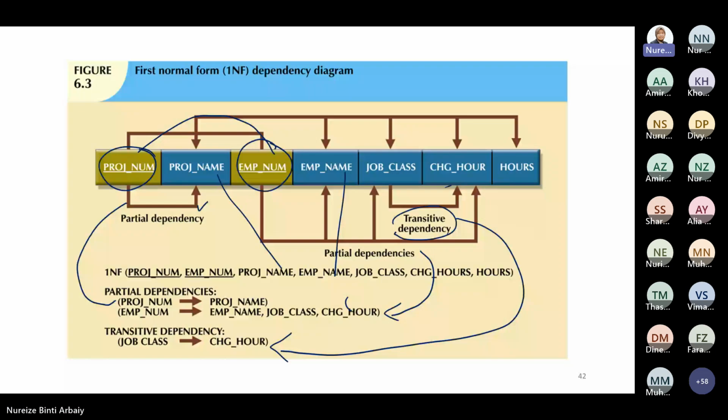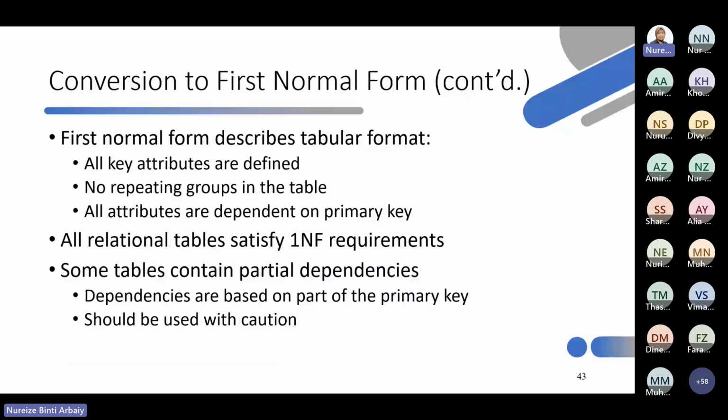So first normal form describes tabular format. All key attributes are defined, no repeating group, and so on. So all relational tables satisfy the first normal form requirement. Some tables contain partial dependency, where dependency is based on part of the primary key.